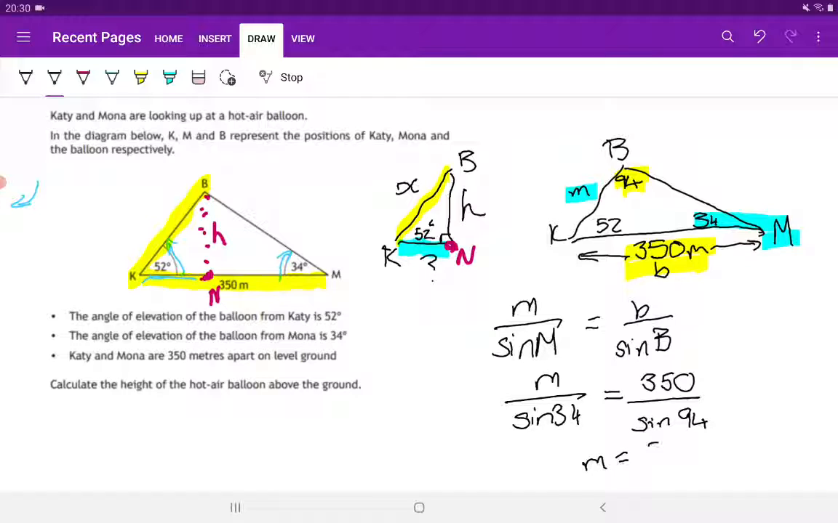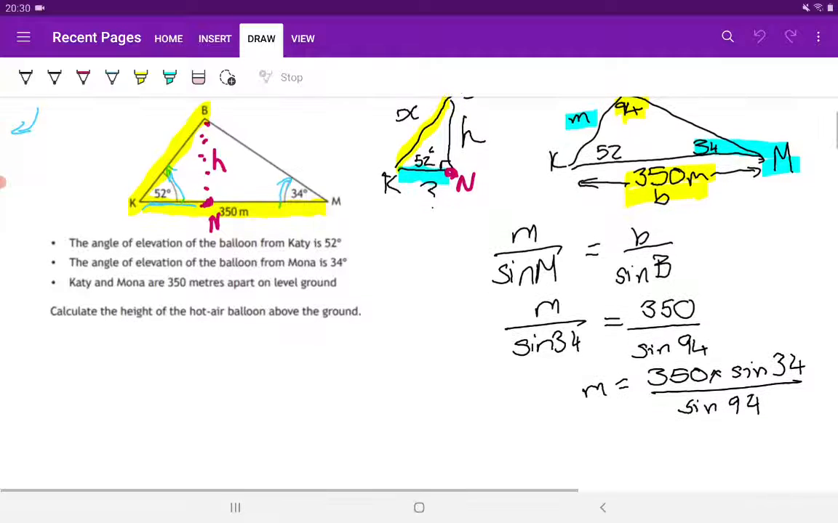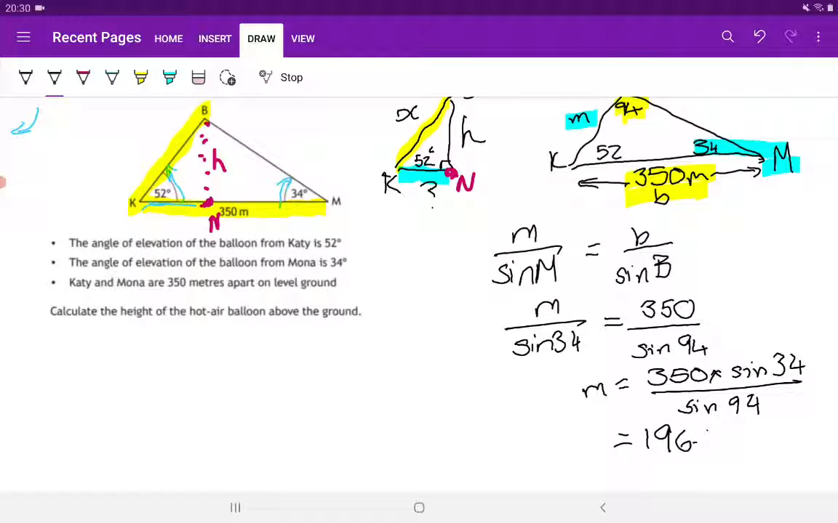So M is going to be 350 times sine 34 over sine 94, and with a little bit of typing in on the calculator, just give me 2 seconds guys, divided by sine 94, we get 196.19. So we don't want to round it too much, so it's 196.1954 and so on. Let's go for 196.2. And that's in meters.